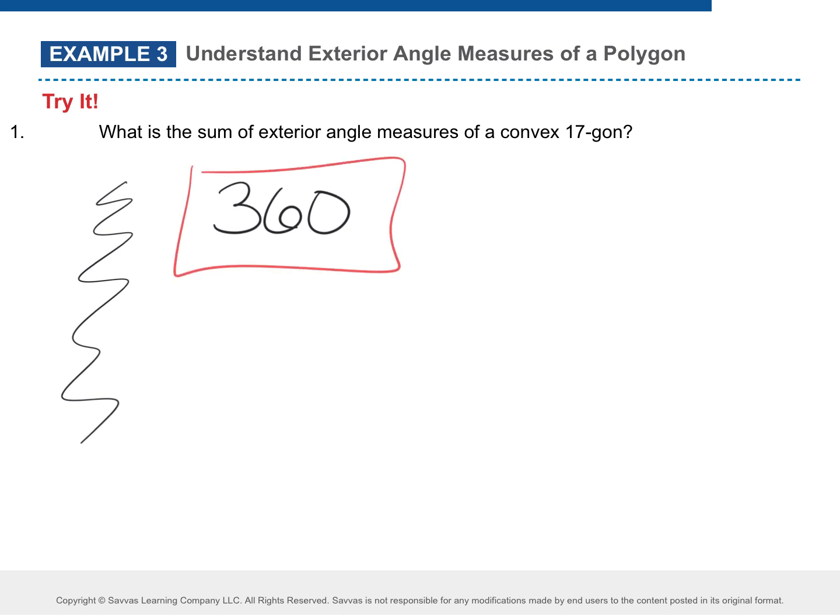No math happening. What if I wanted to know the measure of one of those? It's the same thing as the interior angles. I'd take 360 divided by 17. Again, how many decimal places do I want you to round to? One. So I get 21.2 if you're following along. So if you're ever trying to find one of the angle measures, either interior or exterior, you're just going to divide by the number of sides to give you one of them.